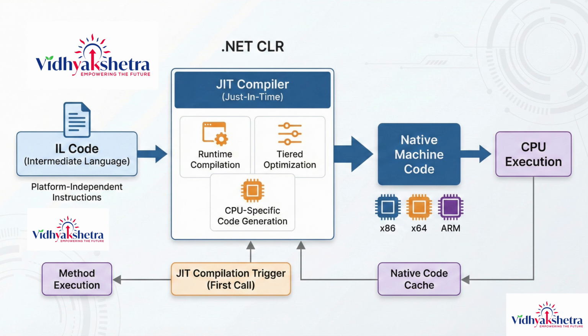The just-in-time compiler, commonly known as the JIT compiler, is one of the most critical components of the Common Language Runtime, CLR. It plays a central role in the execution of .NET applications by converting intermediate language, IL code into native machine code. Without the JIT compiler, IL code generated by .NET language compilers could not be executed by the CPU. The JIT acts as the bridge between platform-independent IL and platform-specific machine instructions.